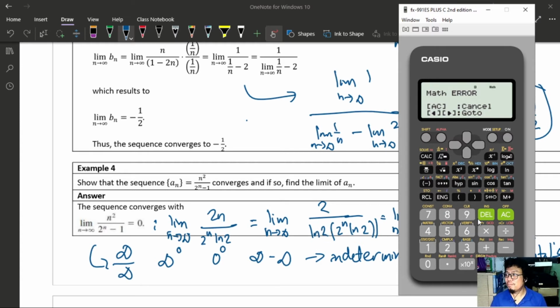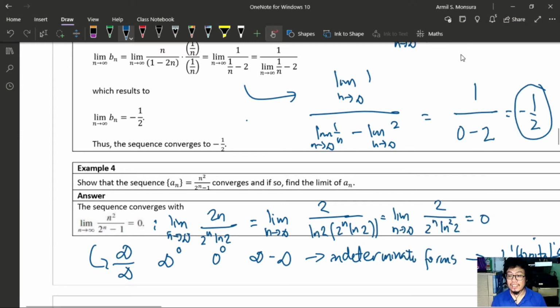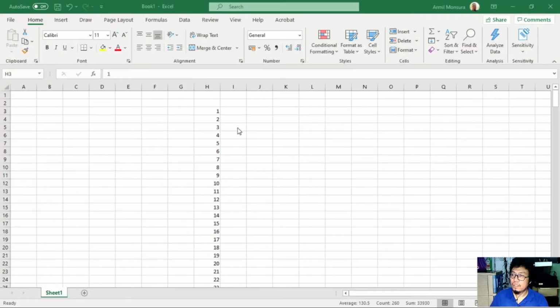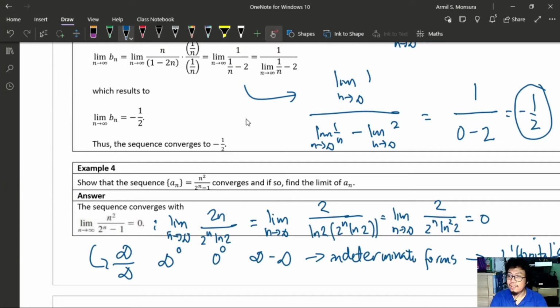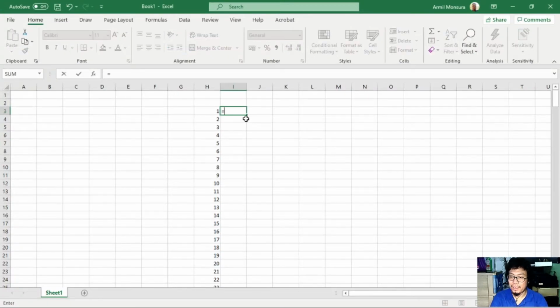You can also use Excel in this case, you can use Excel for that assertion. Say we create numbers from, for example, 1 to 260. We know that isn't enough, but let's just look at the general behavior. Let's input here the expression for the n-th term, a sub n. So this is n squared, this is your n.